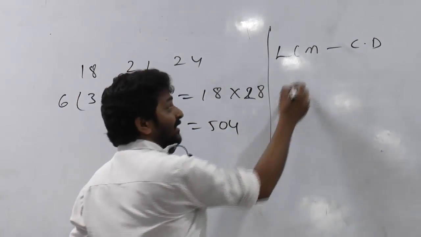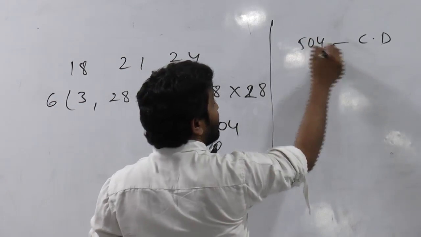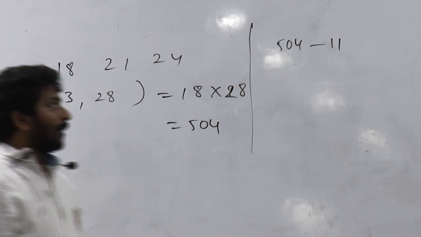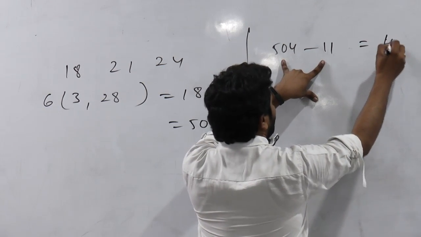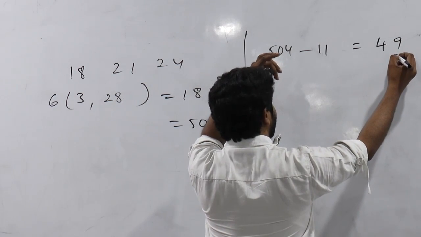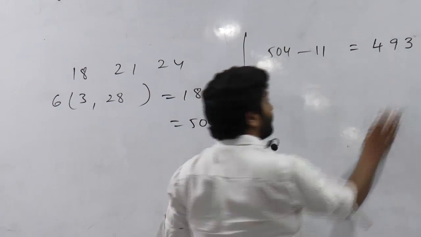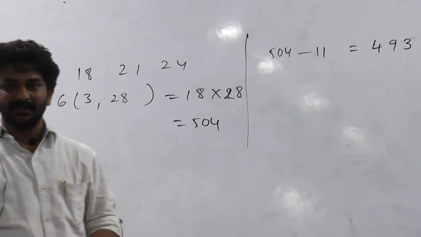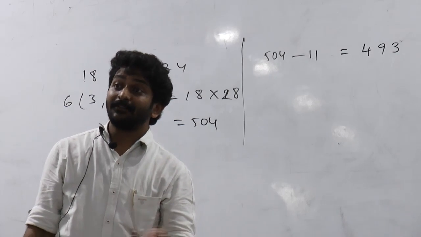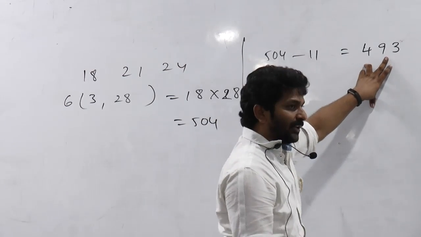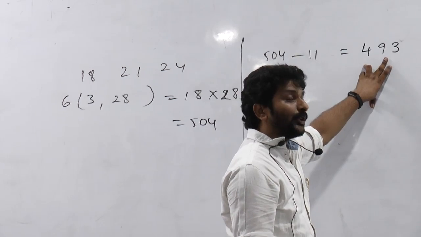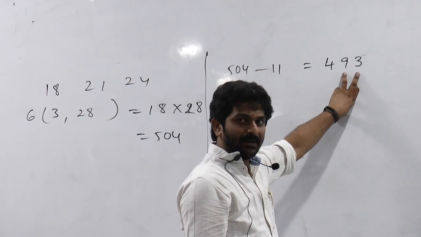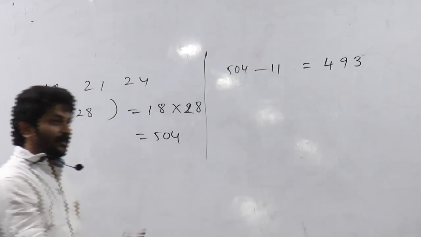But your answer is 504 minus 11, because the common difference is 11. How much is this? 493. But you have one more condition. Read the first line of the question: the least multiple of 23. So you need to verify whether this is a 23 multiple or not. 23 2 times is 46, you have 33. Is this a 23 multiple? No.